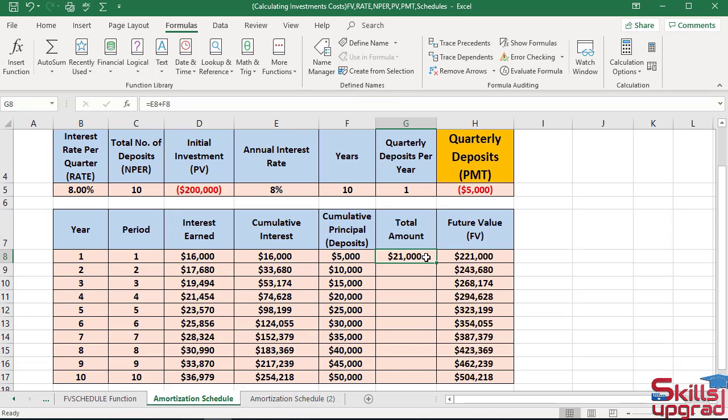Active this cell. Paste the formula in other cells. Double click. This is called amortization schedule of an investment. This schedule shows the summary of investment at the end of each period.